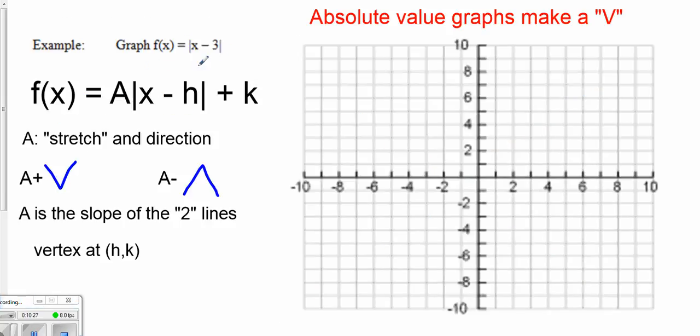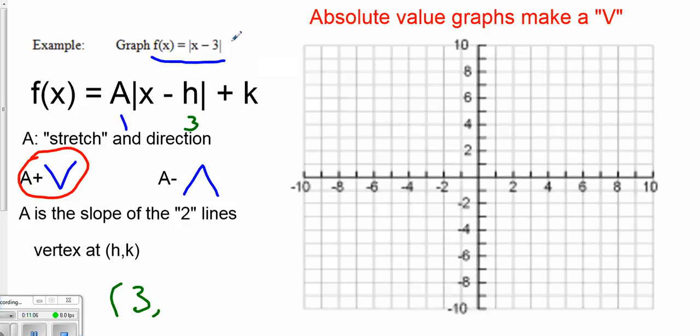So, looking at our equation, or the function that was given to us, we have f of x equals absolute value of x minus 3. Notice this a value out here would just be a 1, which means the slope of our lines is going to be 1. We also know it's positive, so it's going to be opening up like this one. As we plug in the rest of our pieces, x minus h, well, we're subtracting 3, so 3 is going to be this spot on our vertex.